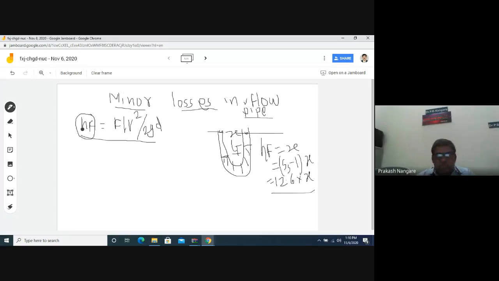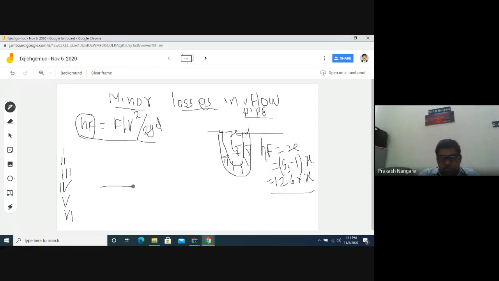Now similarly, in case of minor losses in pipe flow, you observe a list of minor losses. The first is entry loss. The second is exit loss. Then gradual enlargement and contraction, sudden enlargement and contraction, and due to the connection of bends or various fittings, you observe the loss. I want to tell you one example.